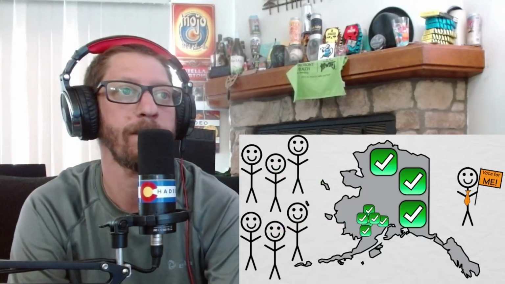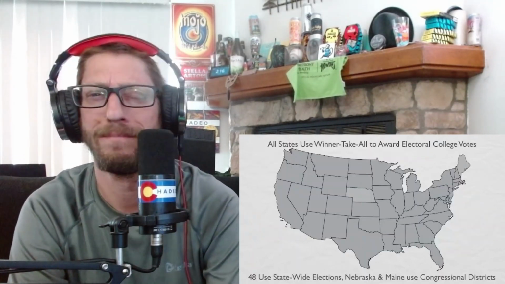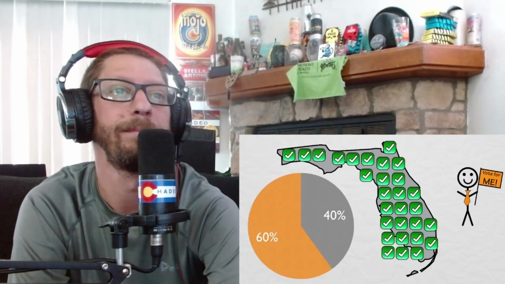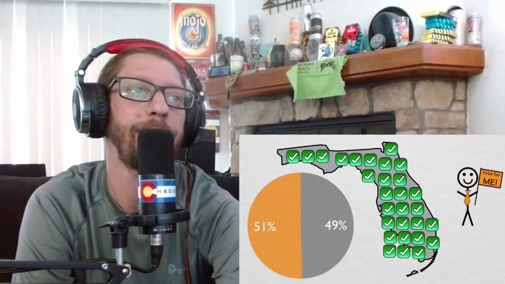Makes sense. In early November, when citizens go to the polls, they aren't voting for president directly, but they're really telling their state how they want it to use its electoral votes. 48 of the 50 states give all their Electoral College votes to the candidate who wins a majority in their state. Take Florida, for example, which has 29 Electoral College votes. If a candidate wins a majority, no matter how small that majority, he gets all the votes.